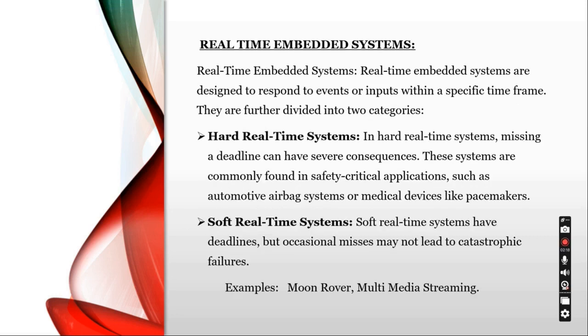Real-time embedded systems. Real-time embedded systems are designed to respond to events or inputs within a specific time frame. They are further divided into two categories: hard real-time systems and soft real-time systems. In hard real-time systems, missing a deadline can have severe consequences. These systems are commonly found in safety-critical applications such as automotive airbag systems or medical devices like pacemakers. Soft real-time systems have deadlines, but occasional misses may not lead to catastrophic failures. Example: Moon rover and multimedia streaming.